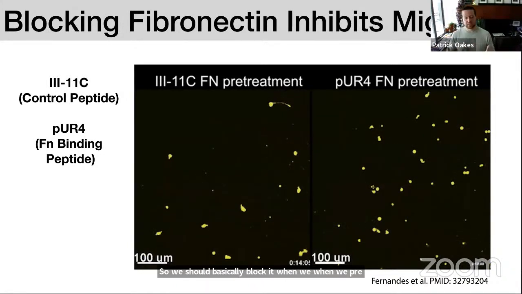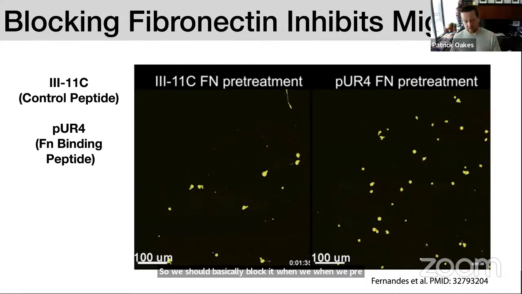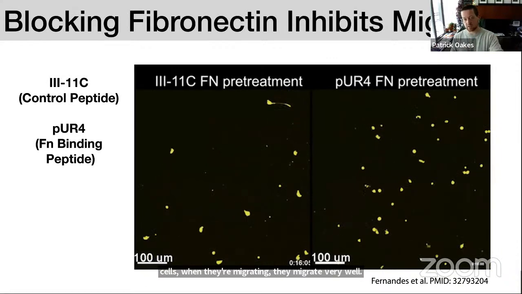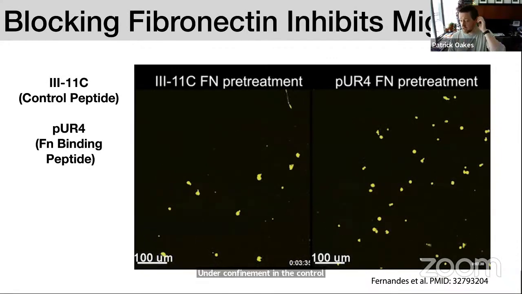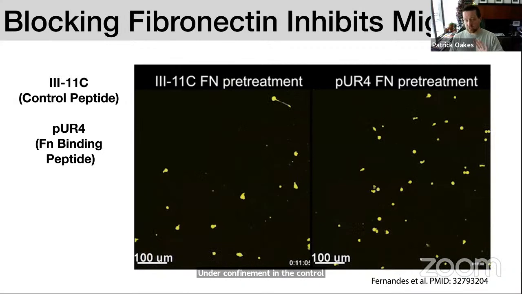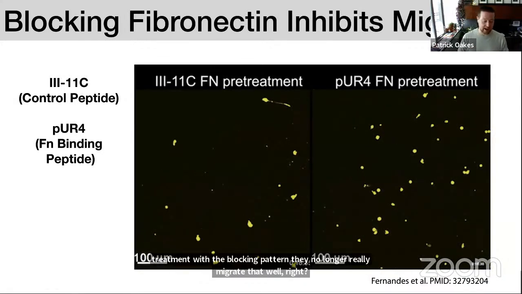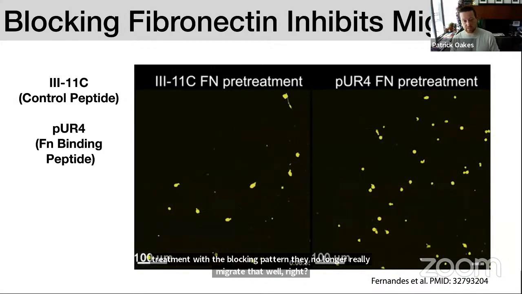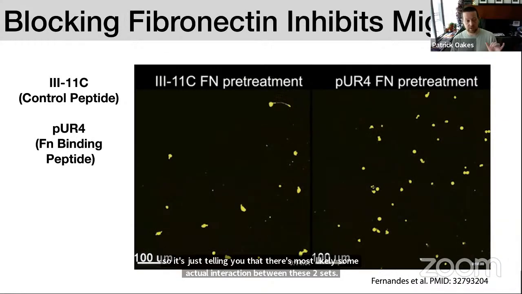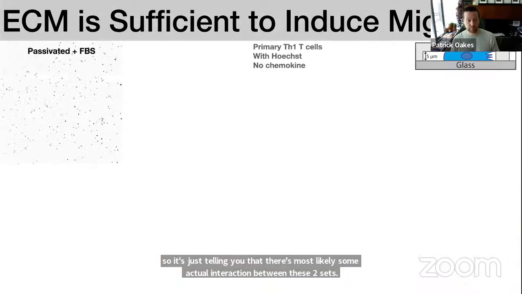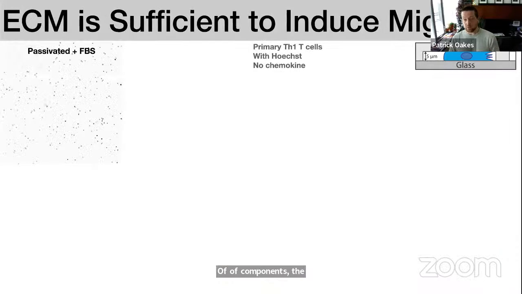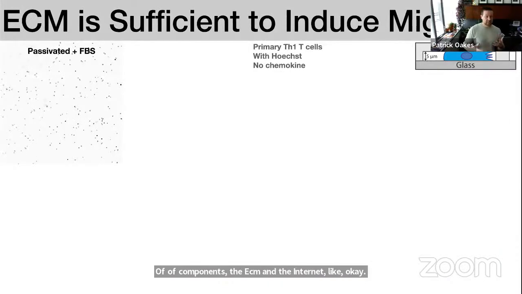And what you can see is that these cells migrate very well under confinement in the control peptide case, but in the treatment with the blocking peptide, they no longer really migrate that well, right? And so this is telling you that there is most likely some actual interaction between these two sets of components, the ECM and the integrin ligand. Okay, so then we started to think about, well, how much ECM do you actually need?